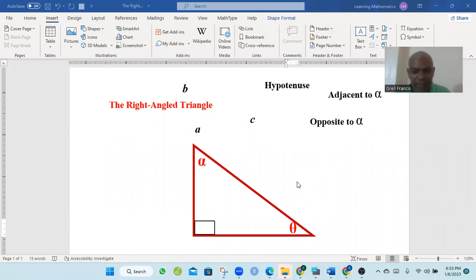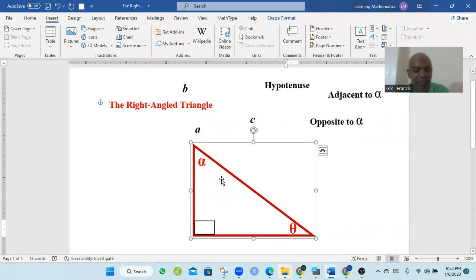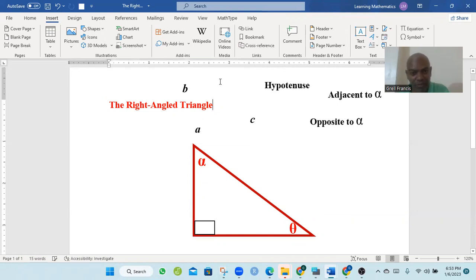It would be a good idea to draw a copy of this right angle triangle by itself on a blank sheet of paper. The box represents the 90 degrees, and these two angles, alpha and theta, are the two acute angles. They must add up to 90 degrees because in any triangle, the three angles must add up to 180. If this angle is already 90 degrees, both alpha and theta must be less than 90 degrees. They must both be acute and they must add up to 90 degrees. So 90 plus 90 will give us 180 degrees. Please take note of this.